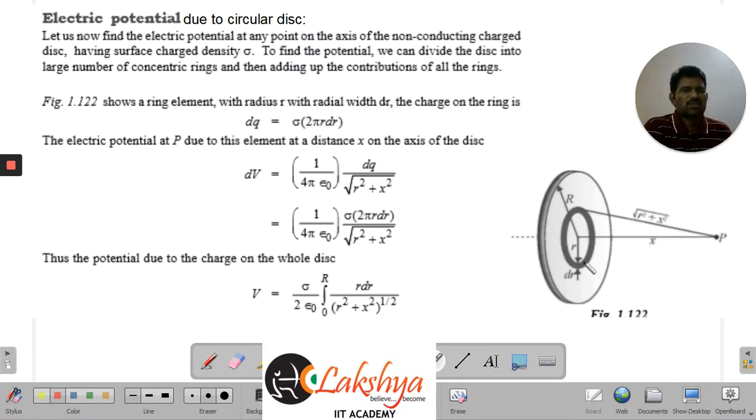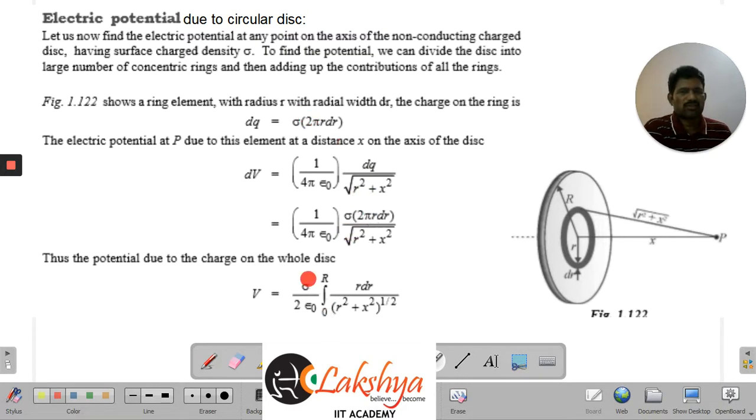The area of the element is nothing but 2 pi r, the circumference, into the width of this element. That width of this element is nothing but dr. So 2 pi r dr gives us the area of this element. Then for this ring element we write the potential: 1 by 4 pi epsilon naught, dq by under root of r square plus x square. Then we substitute the dq value here, then integrate.